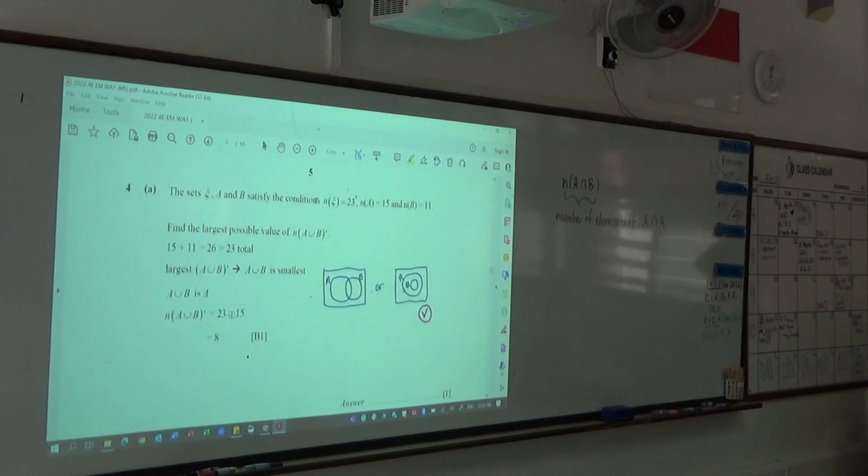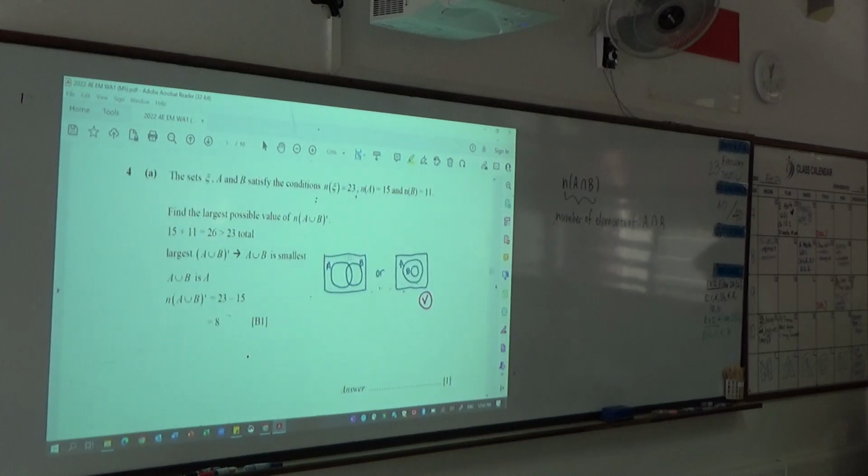Question 4, I think generally it was quite well done. Many of you know how to go about considering the different cases. So you are able to get that the answer is going to be 8.